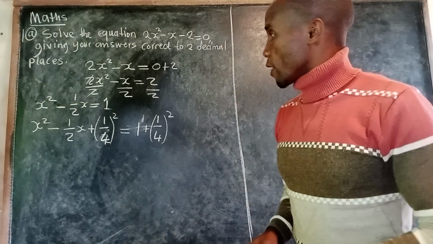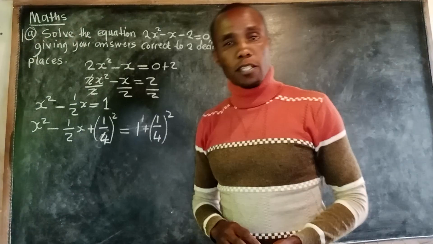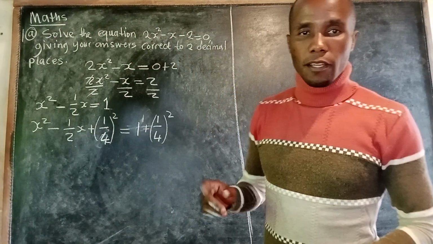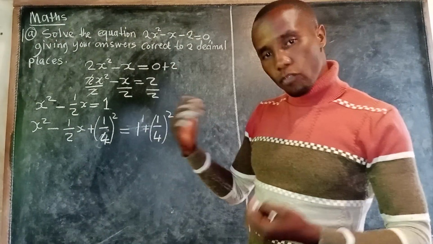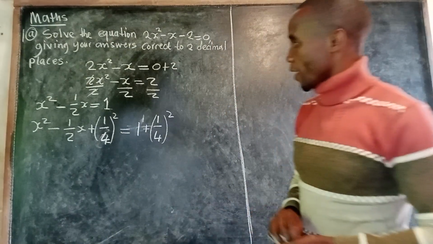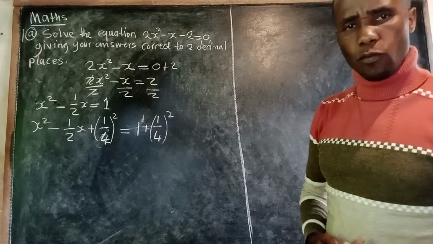I'm sure you have seen what has happened. Where is this 1 over 4 coming from? We found the half of 1 over 2, then we square that half. When you square it, again you add it to the one which is there. So having done that, what next?